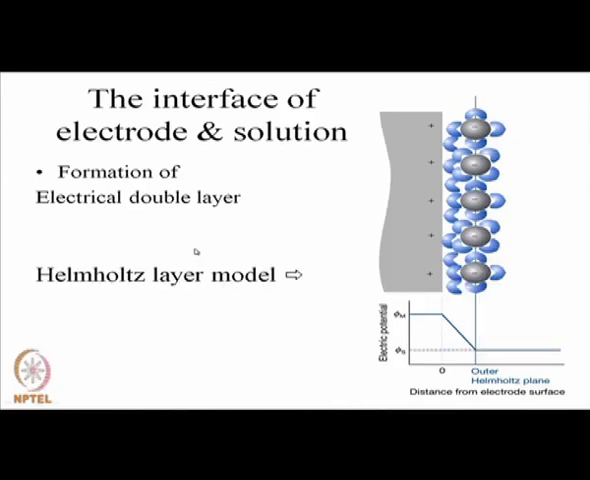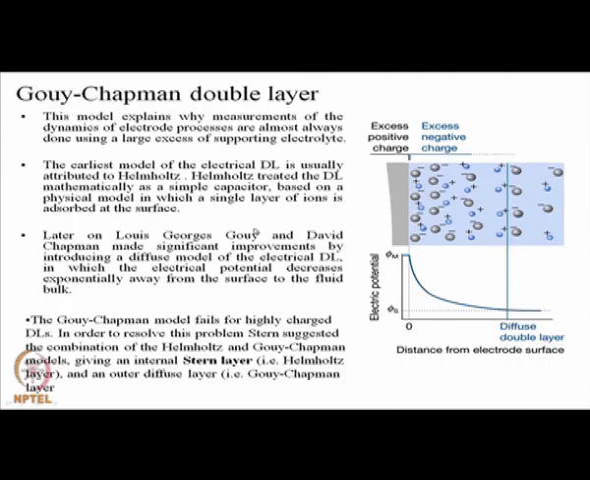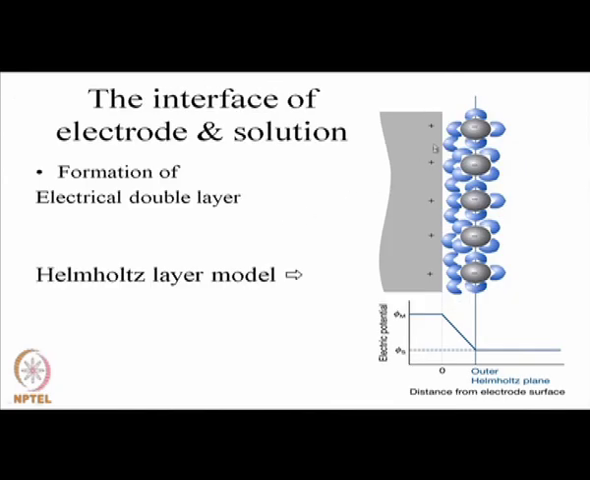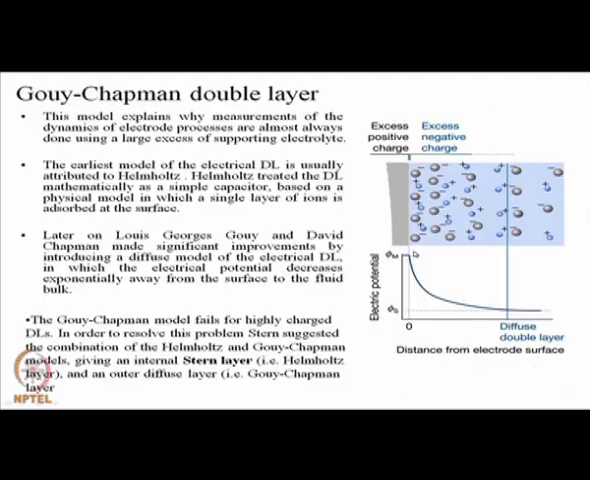that is I talked about, that is the Helmholtz double layer model. Helmholtz treated the double layer mathematically as a simple capacitor. Okay, it is a capacitor. You see, like there is a plane of plus charges, a plane of minus charges. So, it is simply a capacitor based on a physical model in which a single layer of ion is adsorbed at the surface.